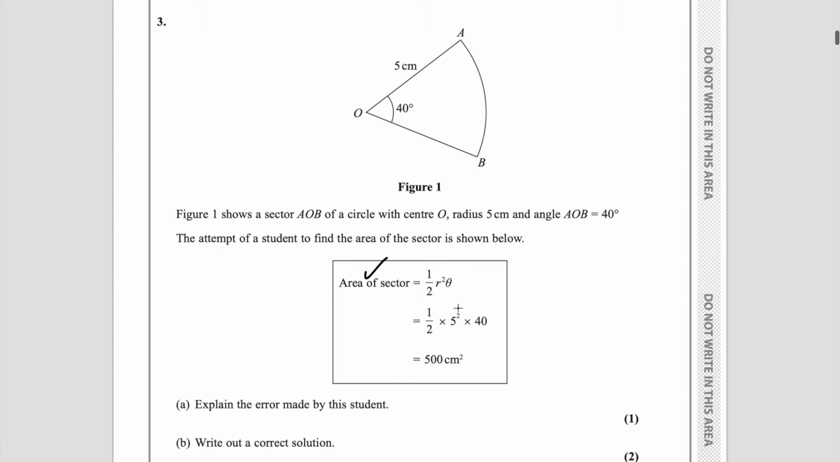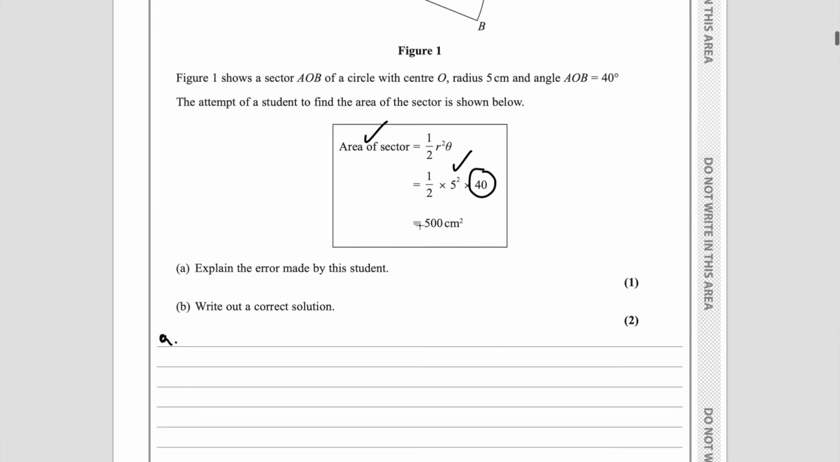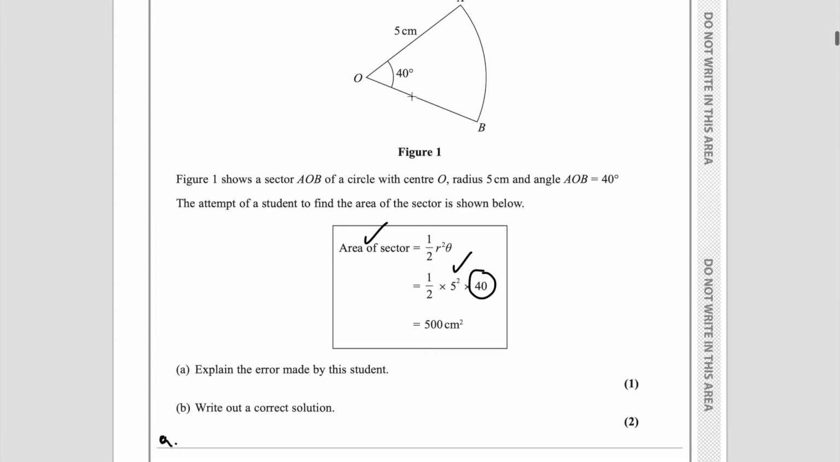The use of 5 as r in this case is absolutely correct, but the fault lies in their use of 40 degrees for theta. This formula here, half r squared theta, is only valid when the angle that is being considered at the center of the sector is measured in radians. Here, quite simply, the angle that is given is measured in degrees.